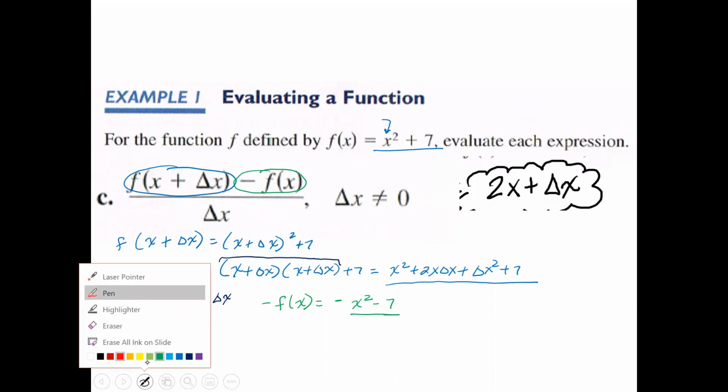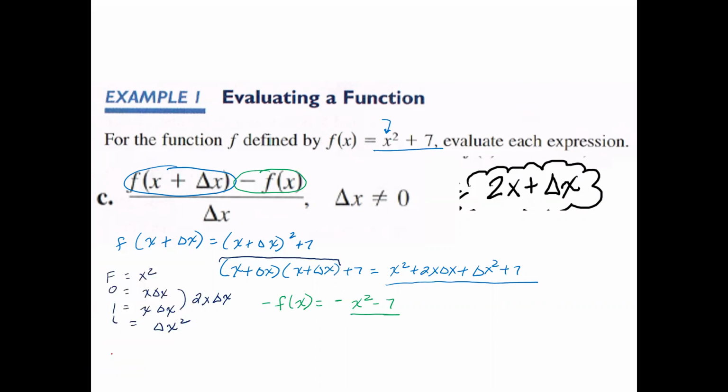Now that I have these two pieces together, I can bring it all together then. Your first part is going to be x squared plus 2x delta x plus delta x squared plus 7.